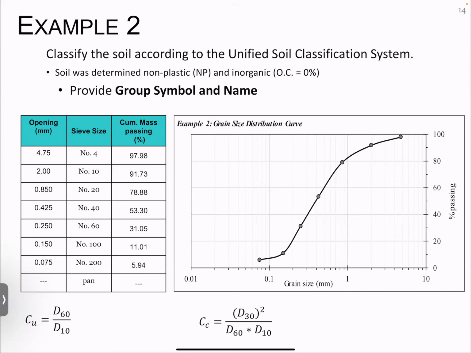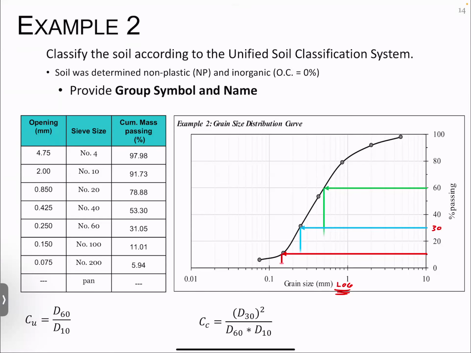When we plot this, please make sure this is log scale. Every year, there's still a lab report that does not have this in log scale. So make sure that you click and turn that into log scale so we can read it correctly. In order for us to read the D60, D30, and D10, remember that is the diameter corresponding to the percent passing that's in the subscript.